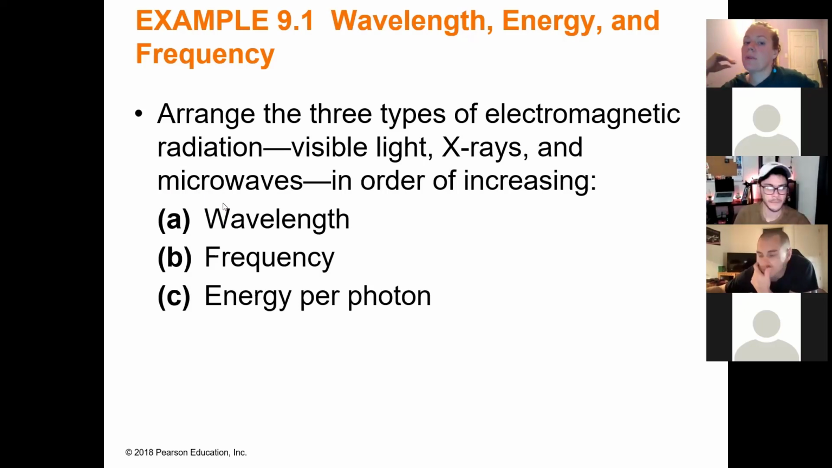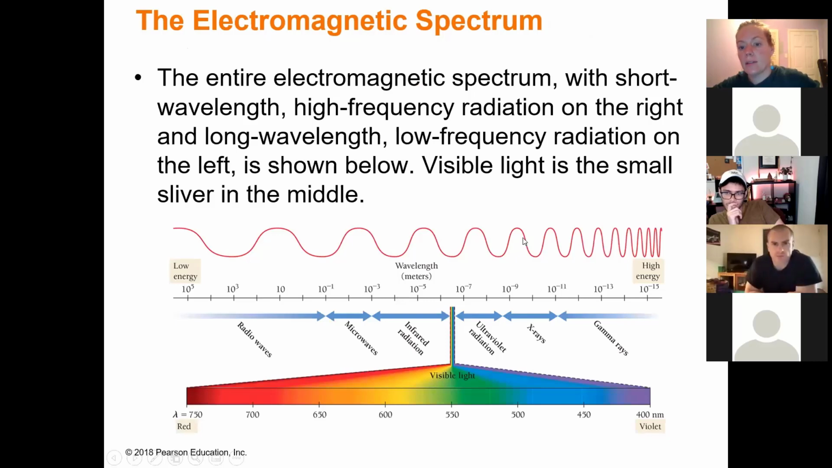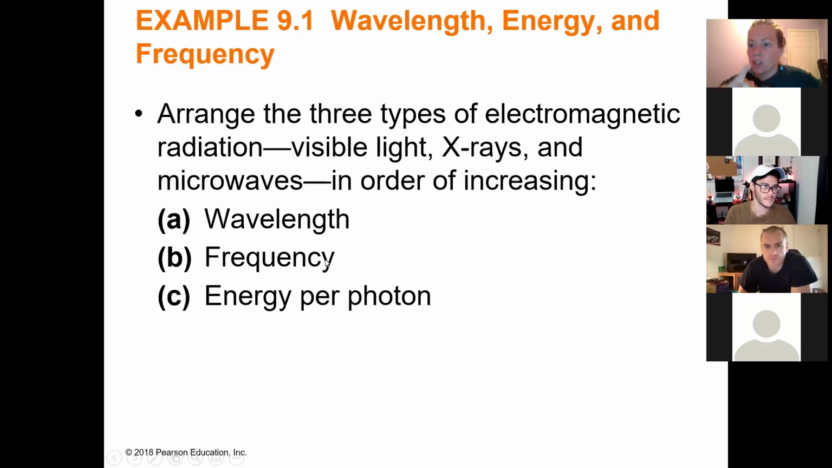Okay, so if we are arranging these in order of increasing, that means we need to start with the smallest. So the smallest wavelength of these three is going to be our X-ray. If we go back to our chart over here, we can see X-rays has the smallest wavelength. Then we go to visible light, then we go to microwaves. If you can organize that, then the other ones come kind of easy because it's an inverse. So we just flip them, right? This first one is going to be X-ray, and then visible light, and then microwave is the longest.